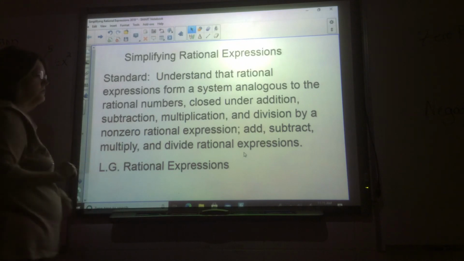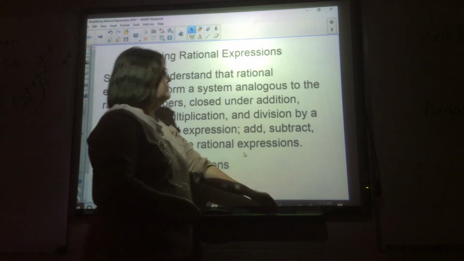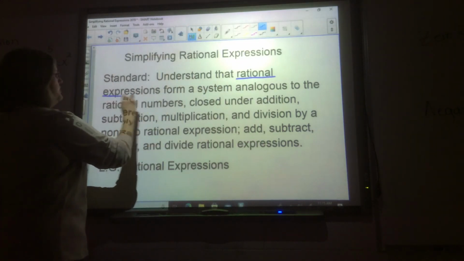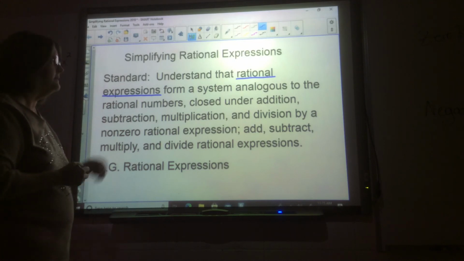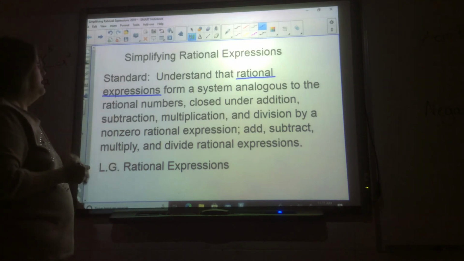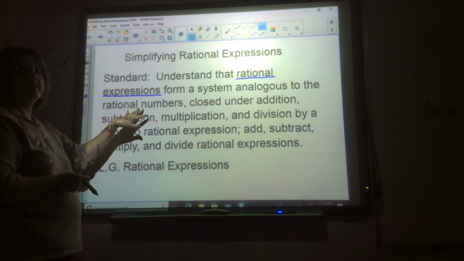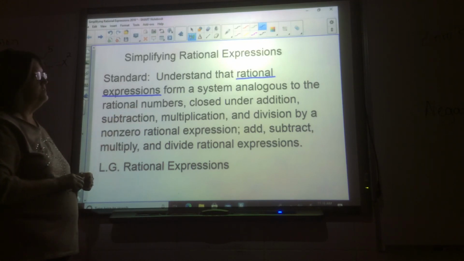Okay, we begin the unit on rational expressions. This is the standard. It says understand that rational expressions, meaning algebraic fractions, form a system analogous to the rational numbers, meaning they form a system just like fractions, and it's closed under addition, subtraction, multiplication, and division by a non-zero rational expression.